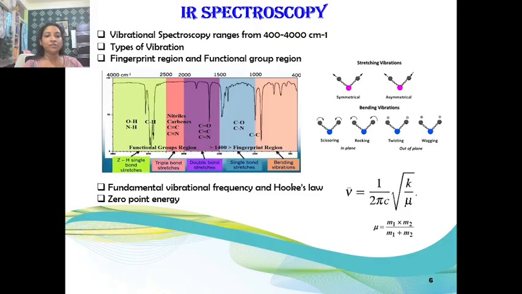Now, zero point energy. Whenever a molecule is in its ground state, it is still in vibrational mode. So the energy in its zero vibrational state is known as zero point energy.